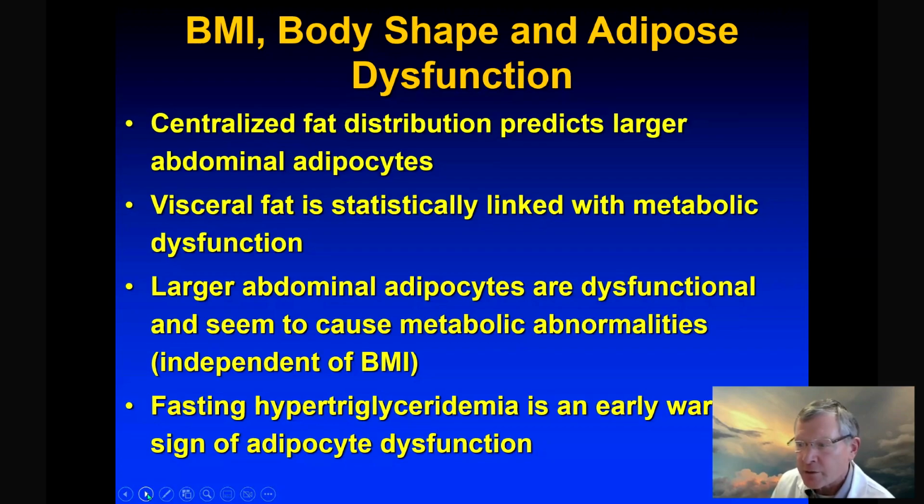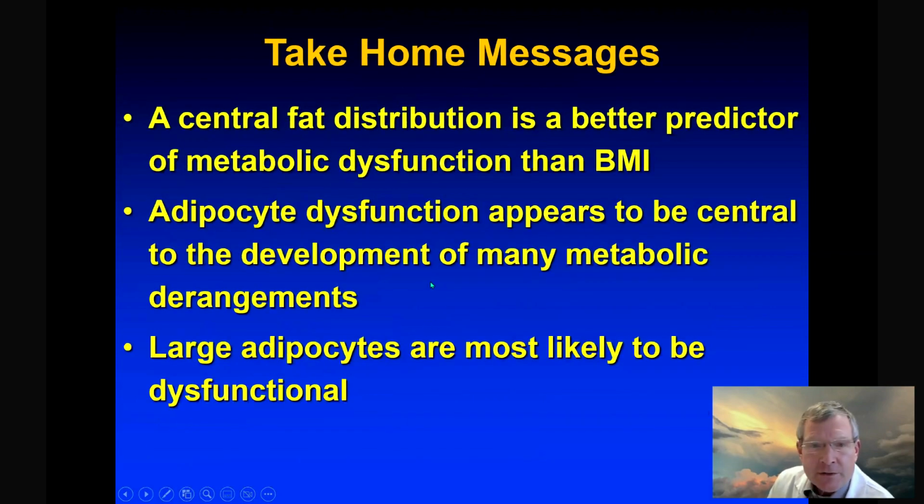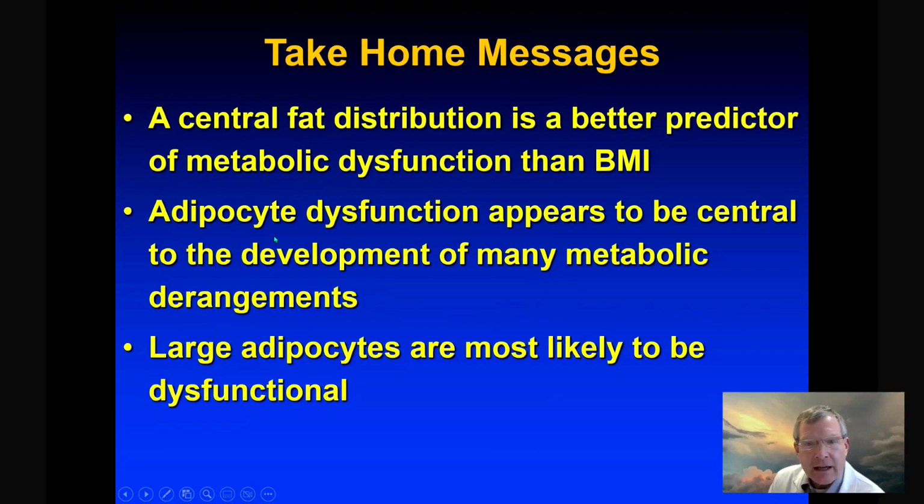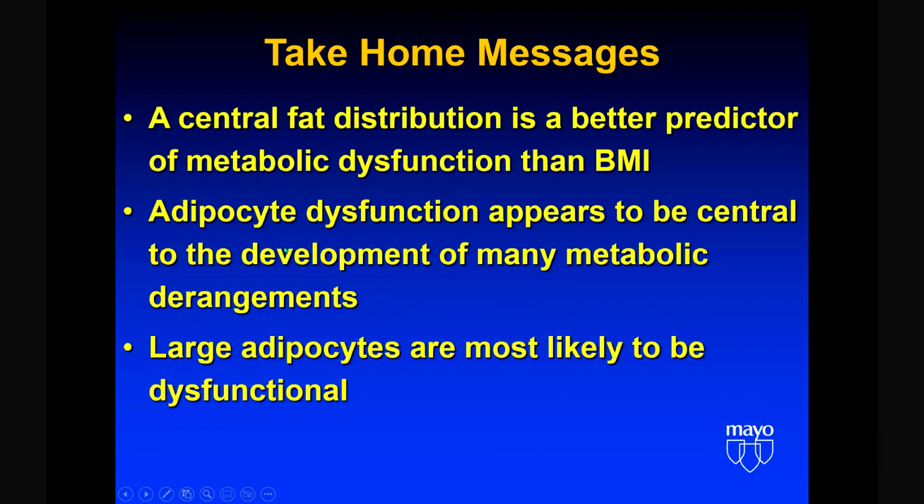So, some take-home messages for the biology of adipose tissue and why we're interested in body fat and body fat distribution. A central fat distribution is a better predictor of metabolic dysfunction than is BMI. At the basic level, we believe that adipocyte dysfunction appears to be essential to the development of many of the metabolic derangements, and that large adipocytes are most likely to be dysfunctional.